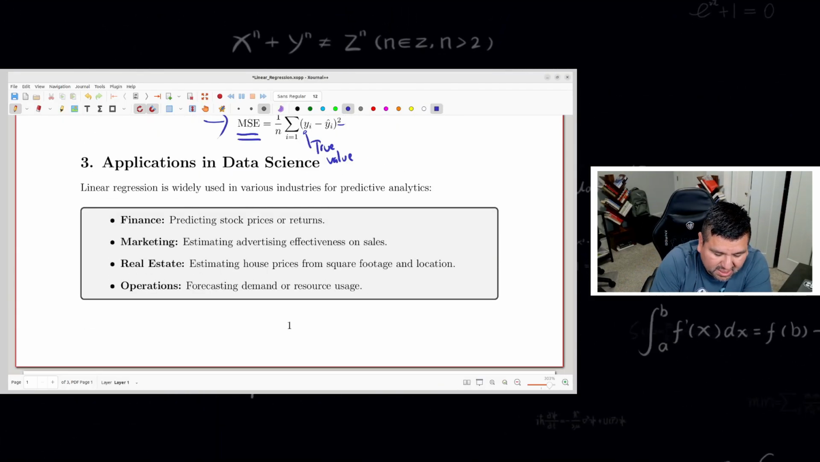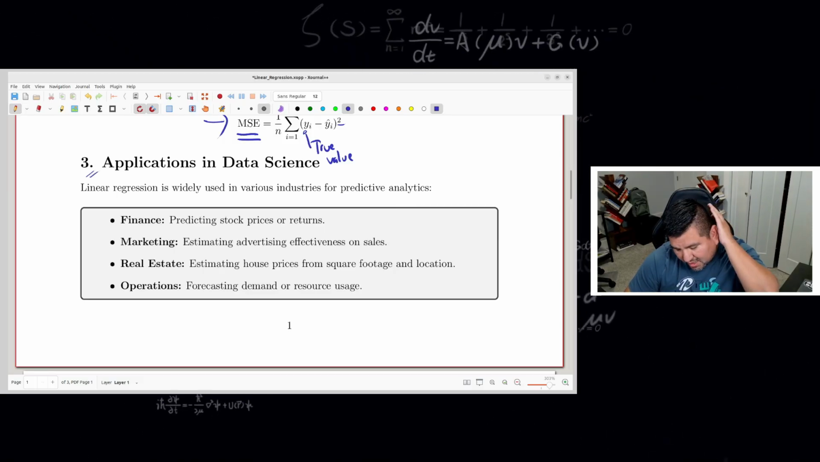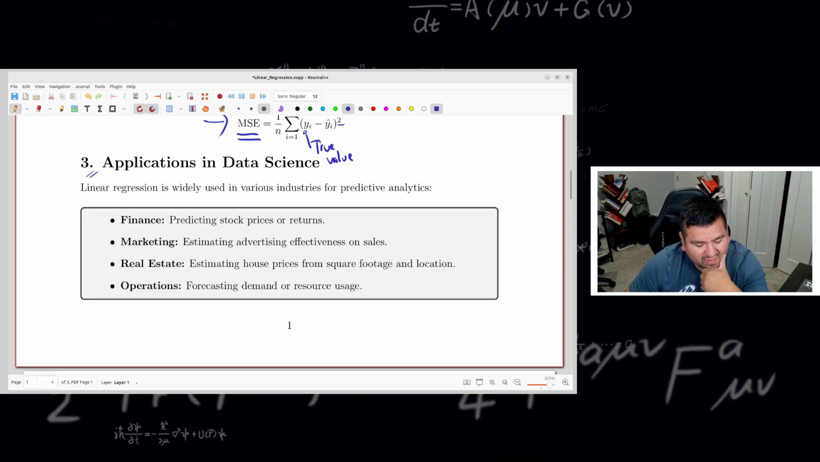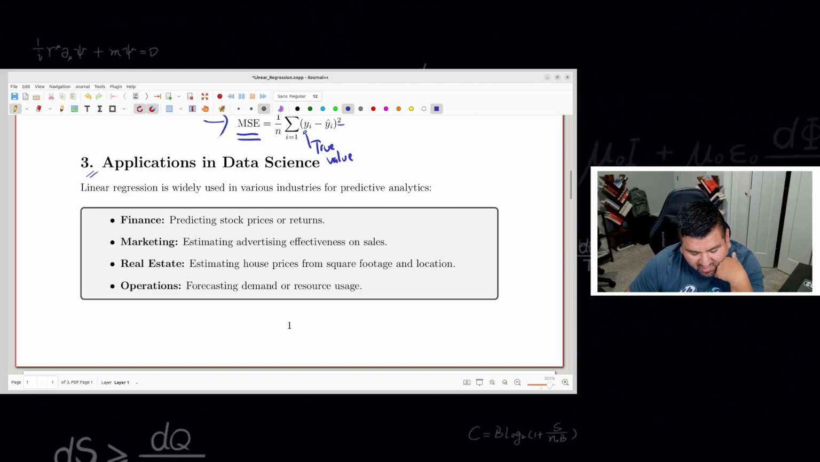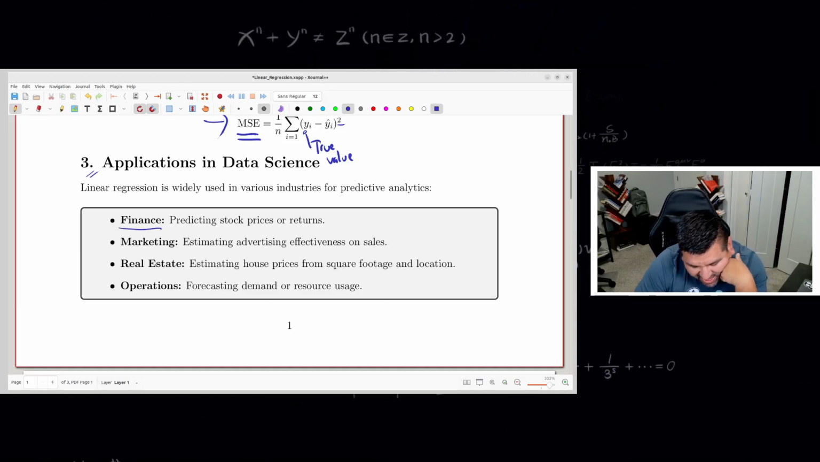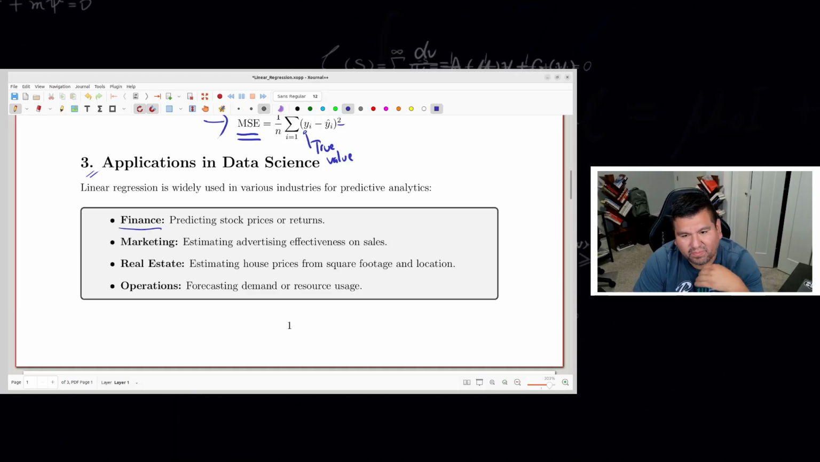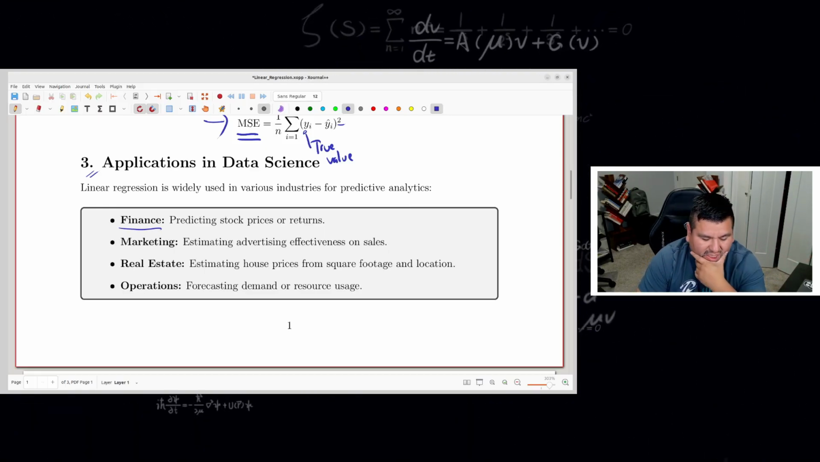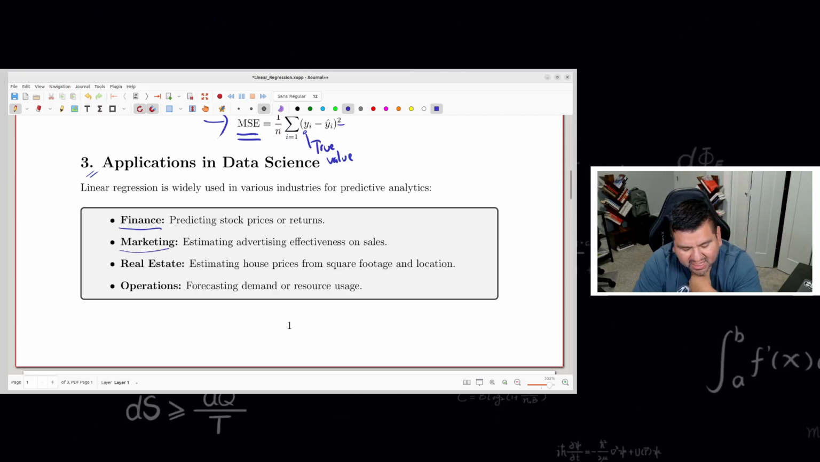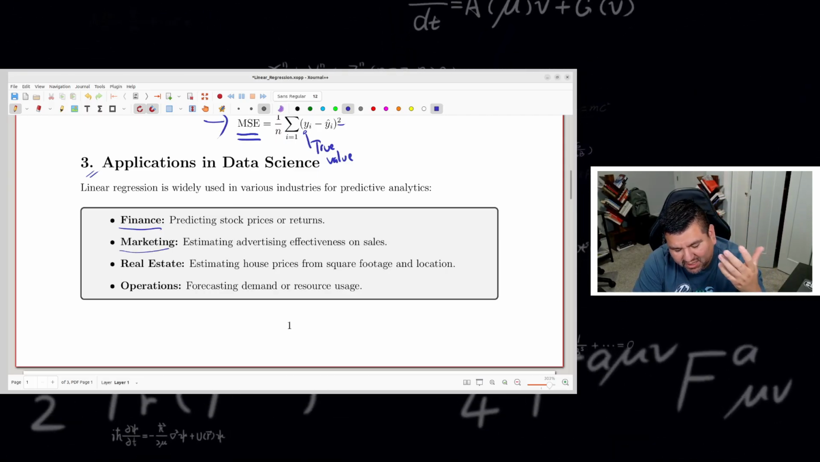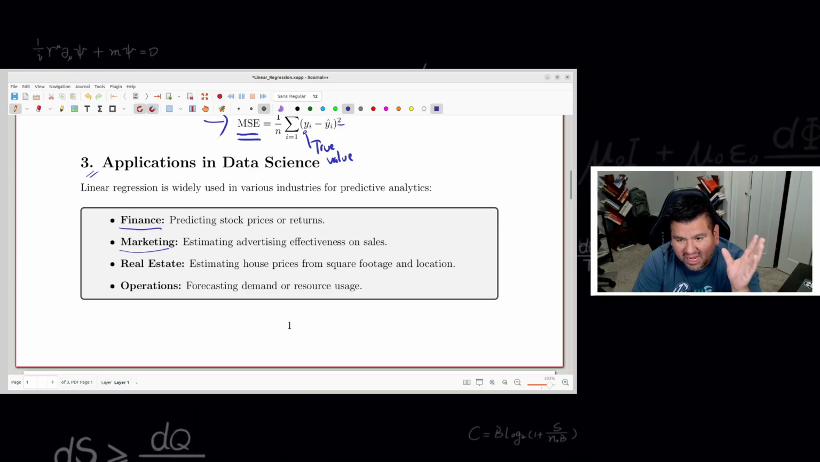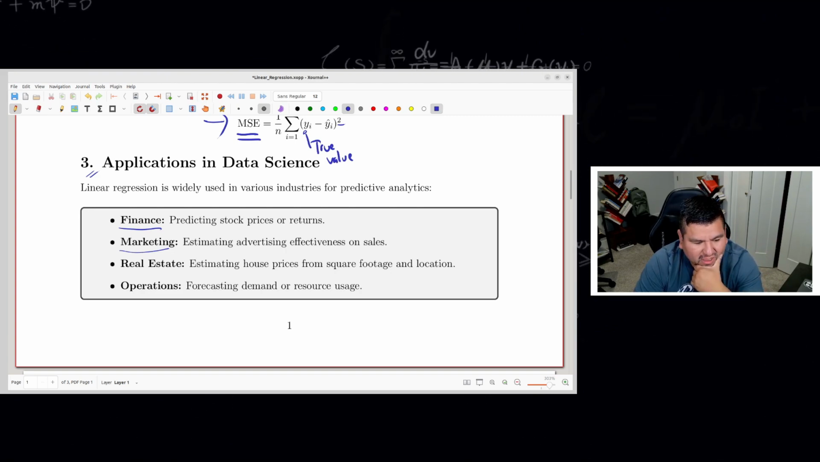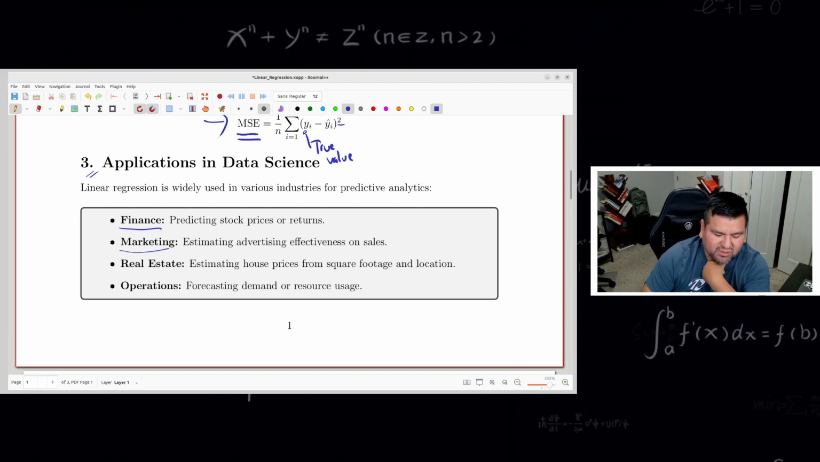Applications in data science. The linear model is one of those models that has been around for many decades by now, and has been applied in many different fields. It's being applied in finance. Typically if you want to build a very simple model that predicts stock prices or stock returns, you can use a linear regression model. You can use it in marketing applications, if you want to estimate how effective a specific marketing campaign is in terms of sales. You can use a linear regression model.